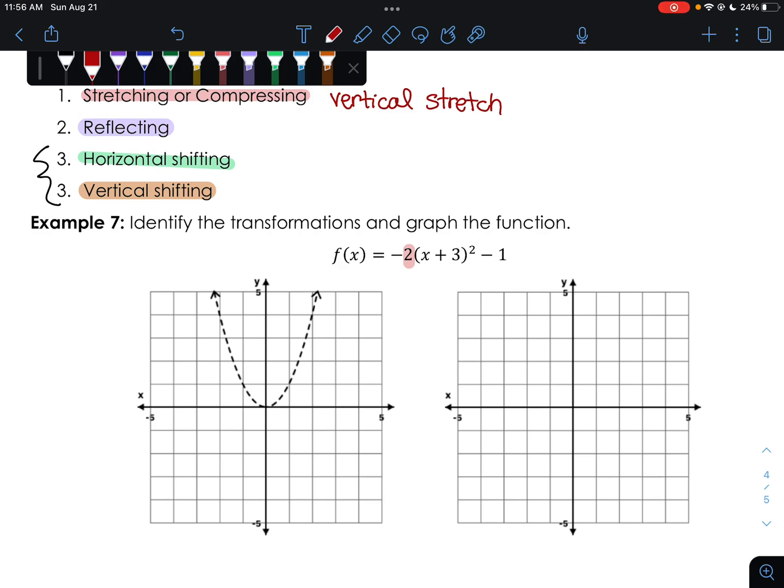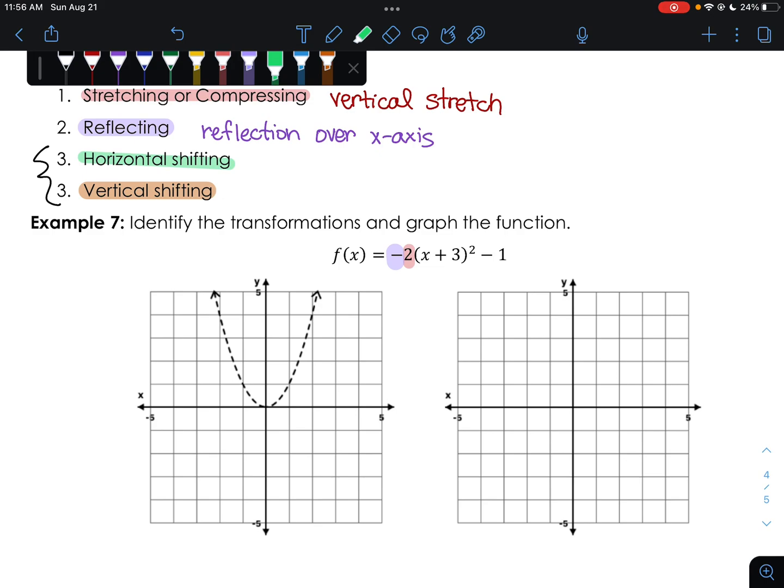Notice how I just focused on the number and not the negative sign. Because that negative sign right there, since it's out in front, tells me it's a reflection. And since it's out in front, it's over the x-axis. If it was inside with this x right here, it would be over the y-axis.